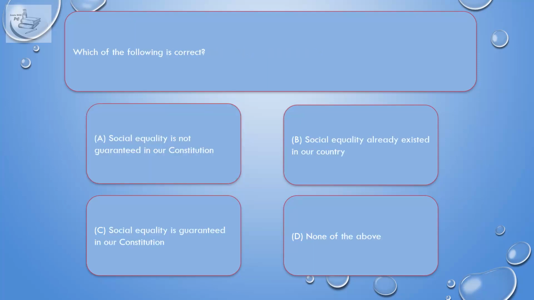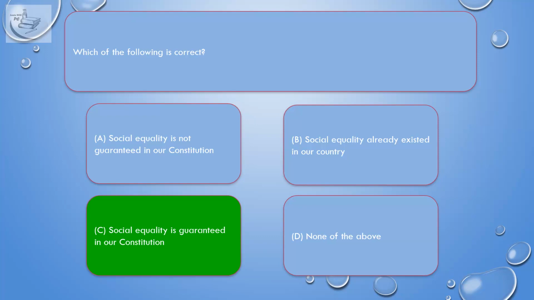Correct answer is A. Privileges. Question: Which of the following is correct? A. Social equality is not guaranteed in our Constitution. B. Social equality already existed in our country. C. Social equality is guaranteed in our Constitution. D. None of the above.